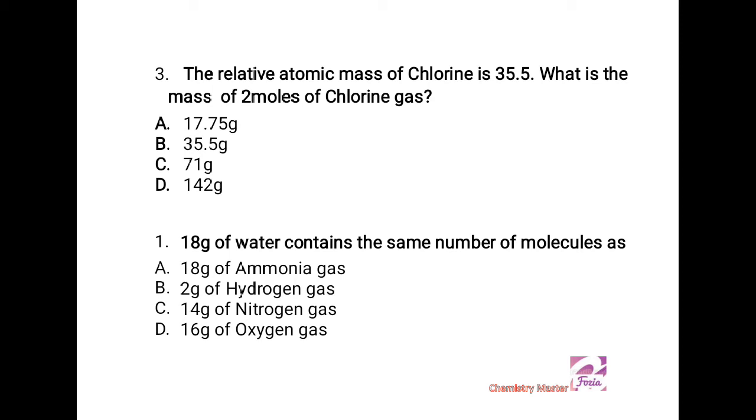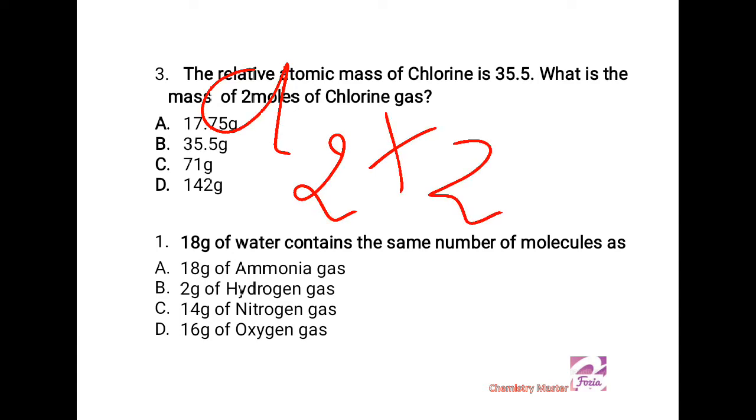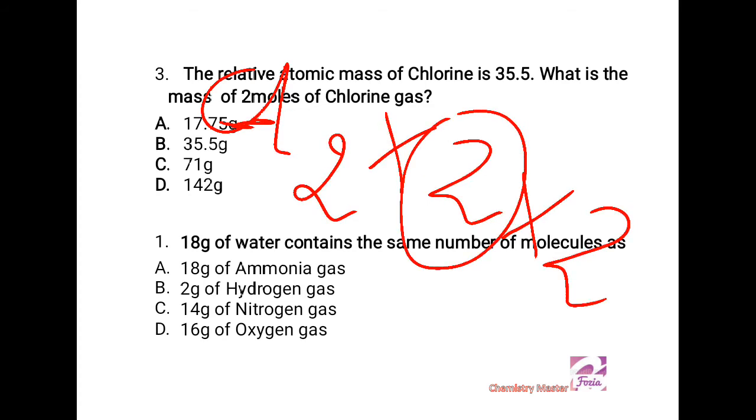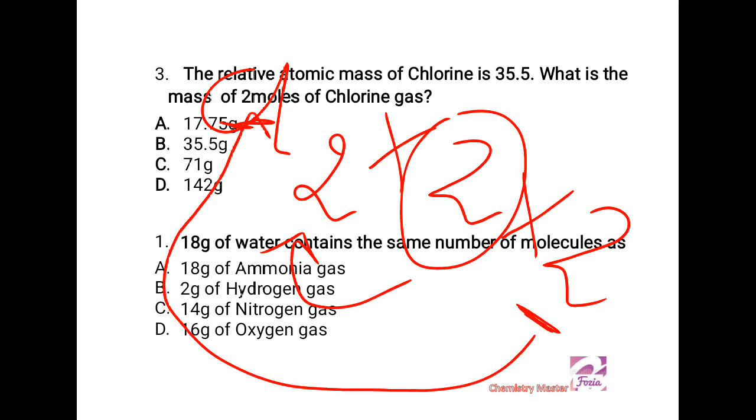Now third MCQ is, the relative atomic mass of chlorine is 35.5. That is the relative atomic mass. And what is the mass of 2 moles of chlorine gas? Chlorine exists in diatomic molecular form, and 1 molecule of chlorine has 2 atoms of chlorine in it. So the mass will be doubled for 1 molecule. And where 2 moles of chlorine gases are given, so again this mass will be doubled. First 2 is representing number of atoms per molecule, and this 2 is representing number of moles of chlorine. So you can better calculate it.